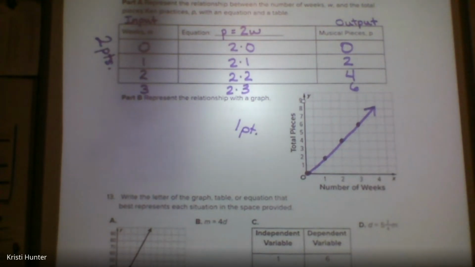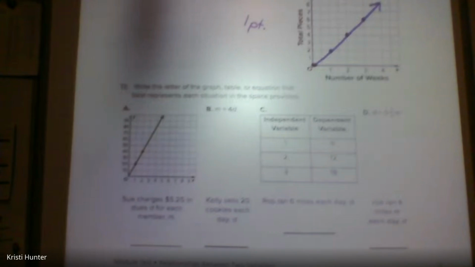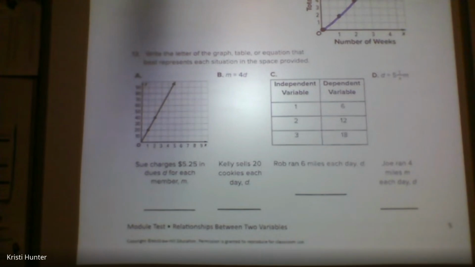All right, we got 2 more. Number 13, write the letter of the graph, table, or equation that best represents each situation in the space provided. So what it's asking you to do is A is one of these, B is one of these, C is one of these, and D is one of these.